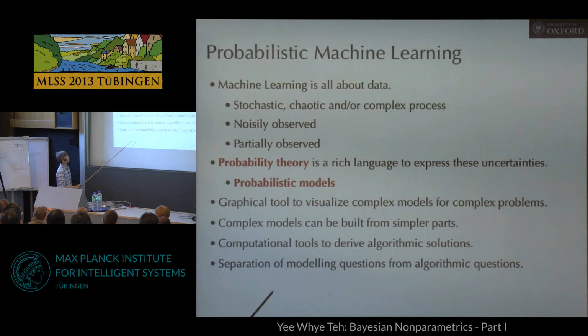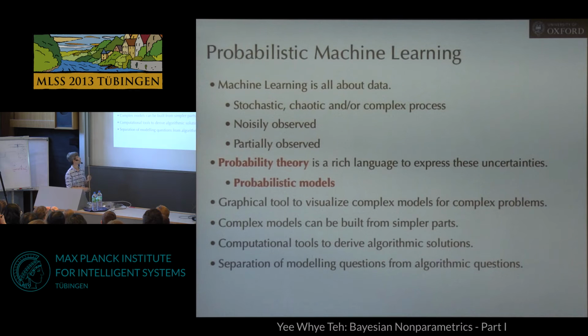So there's the idea of using graphical models to help us visualize complex models for complex problems. There's also another idea in which you could build more complex models from simpler parts by piecing them together, a bit like Lego blocks, basically, right? I think you guys have probably seen some of these examples over the last 2 weeks. Also, more recently in machine learning, people have been developing a lot of very efficient computational tools to derive algorithmic solutions for inference in these models, right?